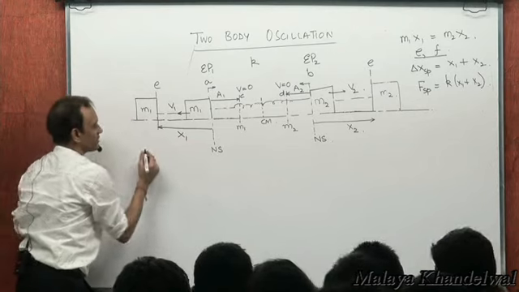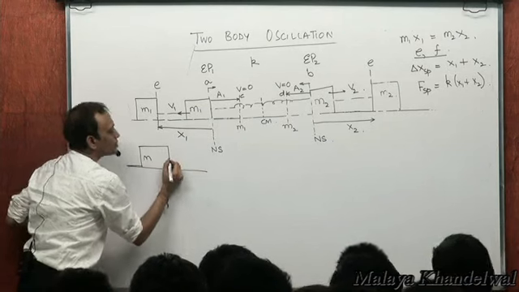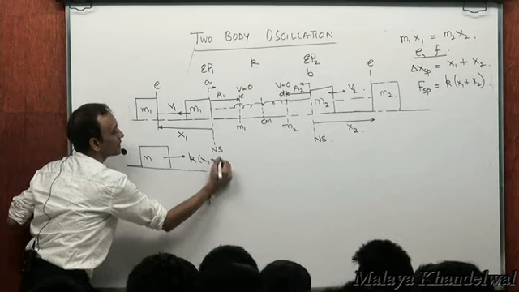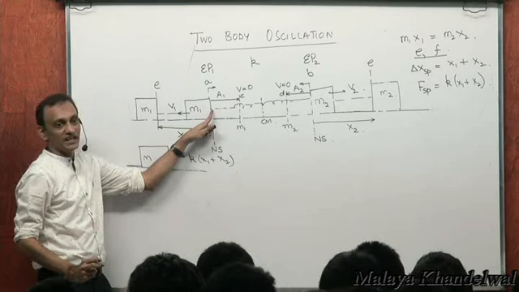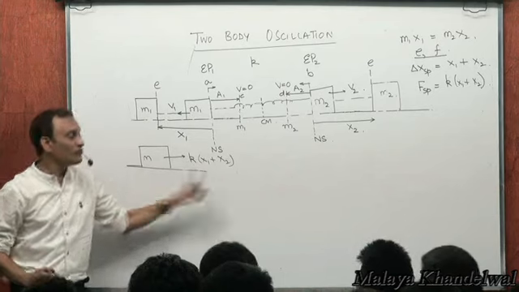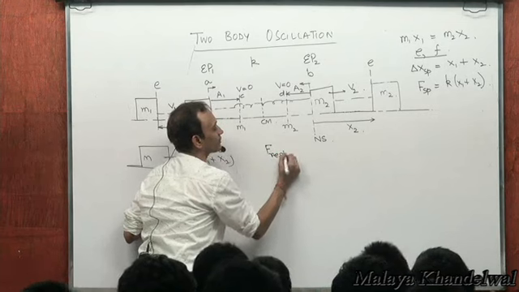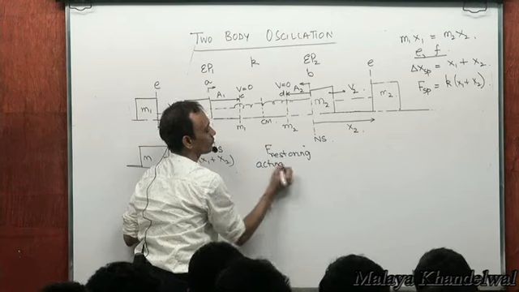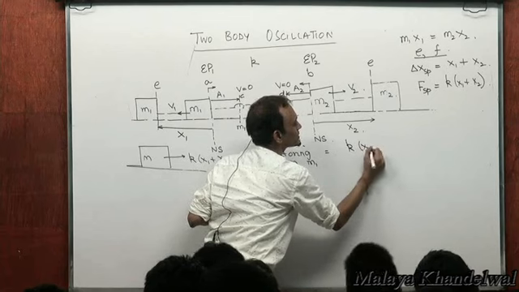So look at mass m1. The spring force acting on it would be k into x1 plus x2. And do you realize that this spring force is directed towards the equilibrium position? So it's a restoring force, right? So the restoring force acting on m1 is k times x1 plus x2.